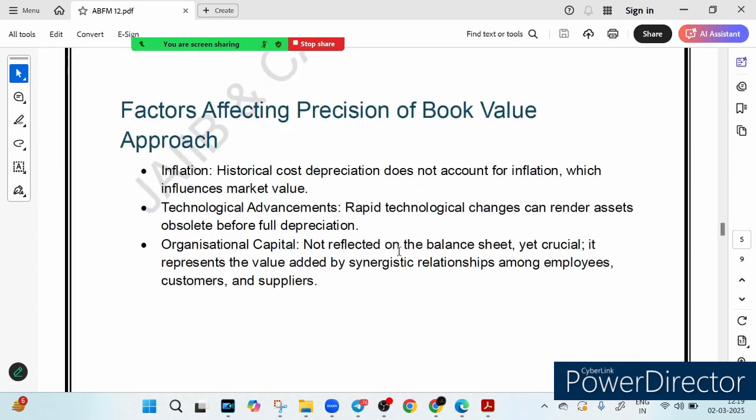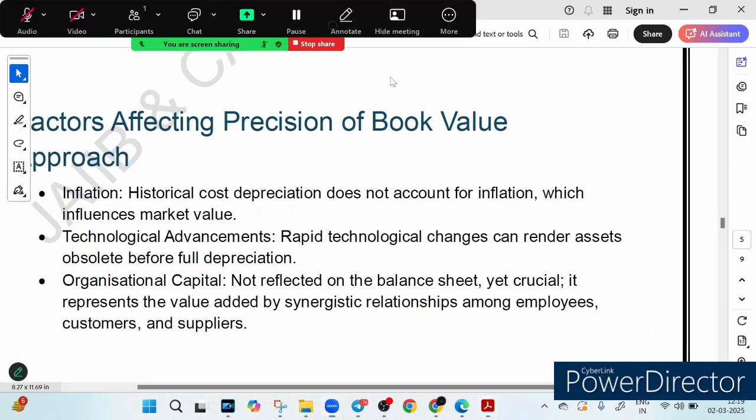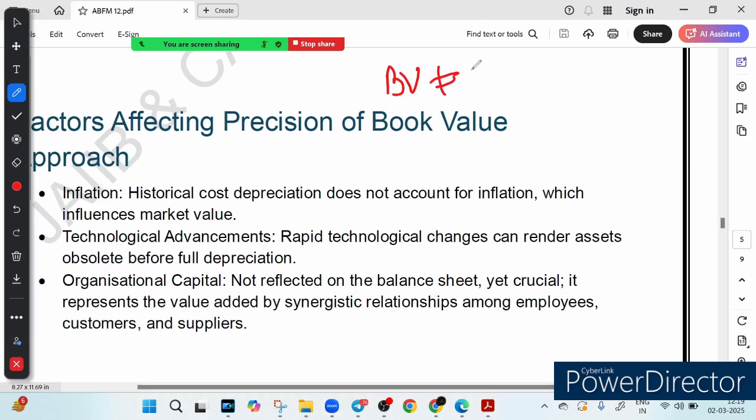So let's talk about the factors affecting precision of book value. Friends, we are talking about book value approach and valuation, but wait, is book value really accurate, or does it need some fine tuning? Book value is simply the value of company assets as per the balance sheet. Seems easy, but here is the catch: book value might not show the true worth of a company, right? You must remember that. Let me write it down: book value is not the true value of a company. Why so? Because of these three factors.